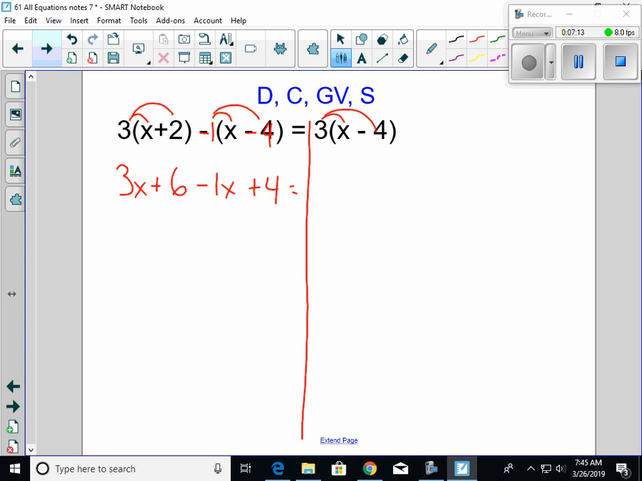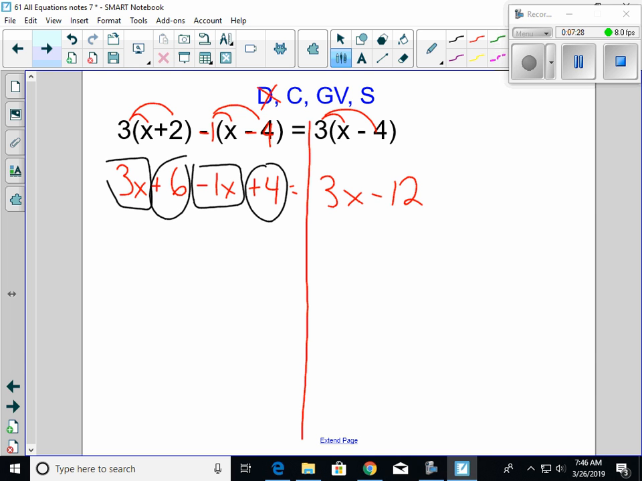And we have to distribute one more time. 3x minus 12. Okay, like terms. Right here, all my like terms are on the left. 3x minus 1x is 2x. 6 plus 4 is 10.